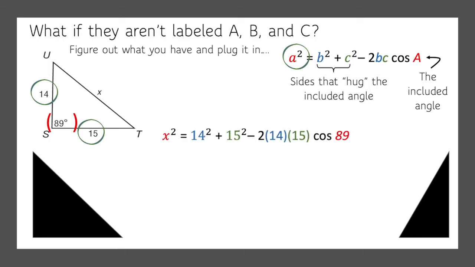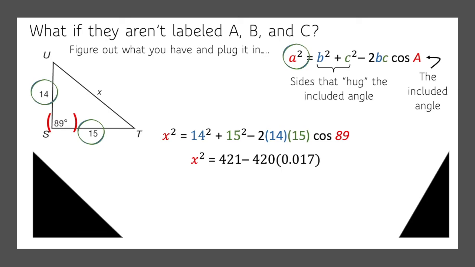And we're looking for the side across from the angle, which in this case is called x on the triangle. So we've got x squared equals 14 squared plus 15 squared minus 2 times 14 times 15 times the cosine of 89. And we just have to simplify this equation one step at a time.